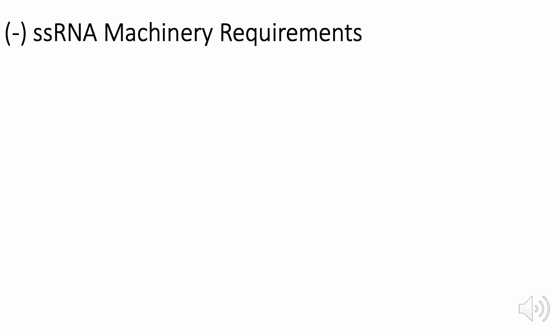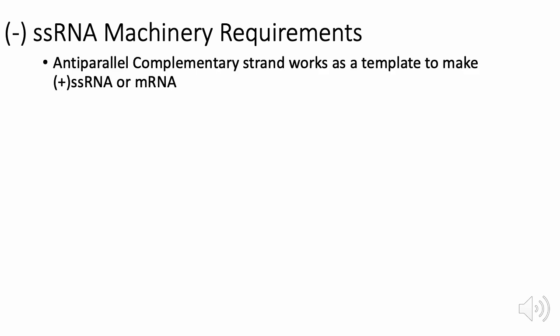Now for the machinery requirements. Unlike the positive single-stranded RNA, RDRP must process the RNA for replication. However, in this case, the RDRP is also required for mRNA before proteins can be made. Both paths need RDRP and no proteins can be formed without this polymerase, so it must be packaged.